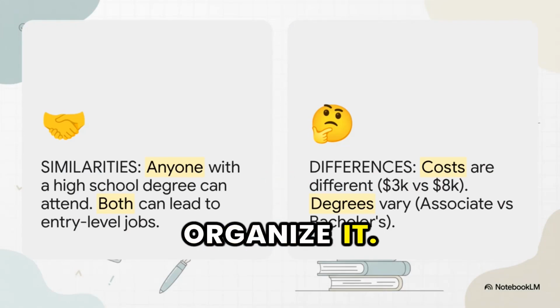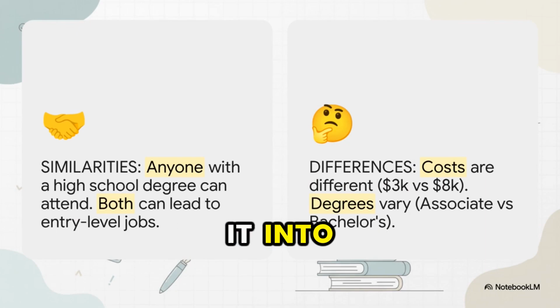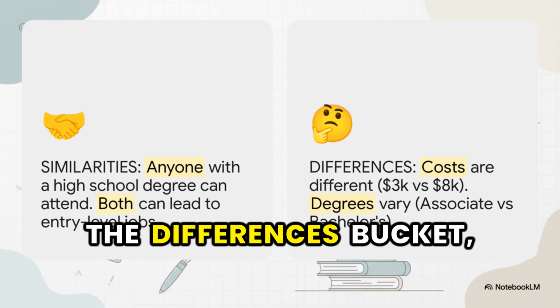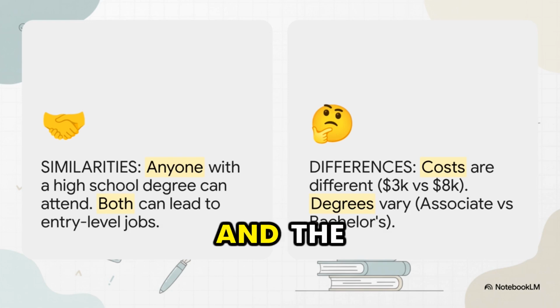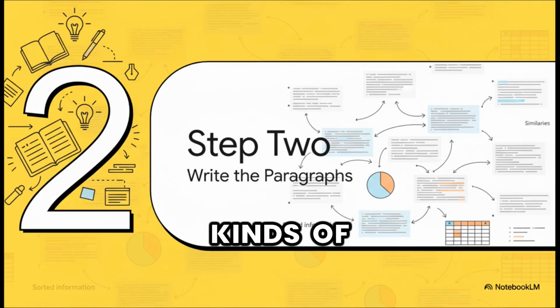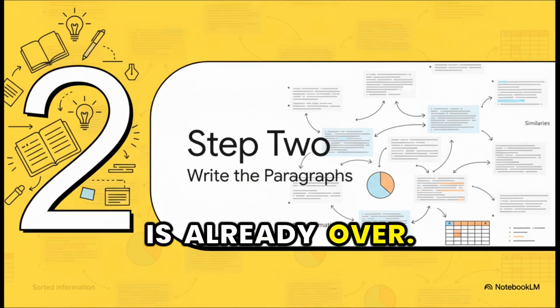We just organize it. Think of it like this. We're going to take every single one of those facts and drop it into one of 2 buckets. Over on the left, we've got our similarities bucket, all the stuff these schools have in common, like, hey, you need a high school degree for both. Then on the right, we've got the differences bucket, things like the cost and the kinds of degrees they offer. You get the idea. And just like that, the hardest part is already over.